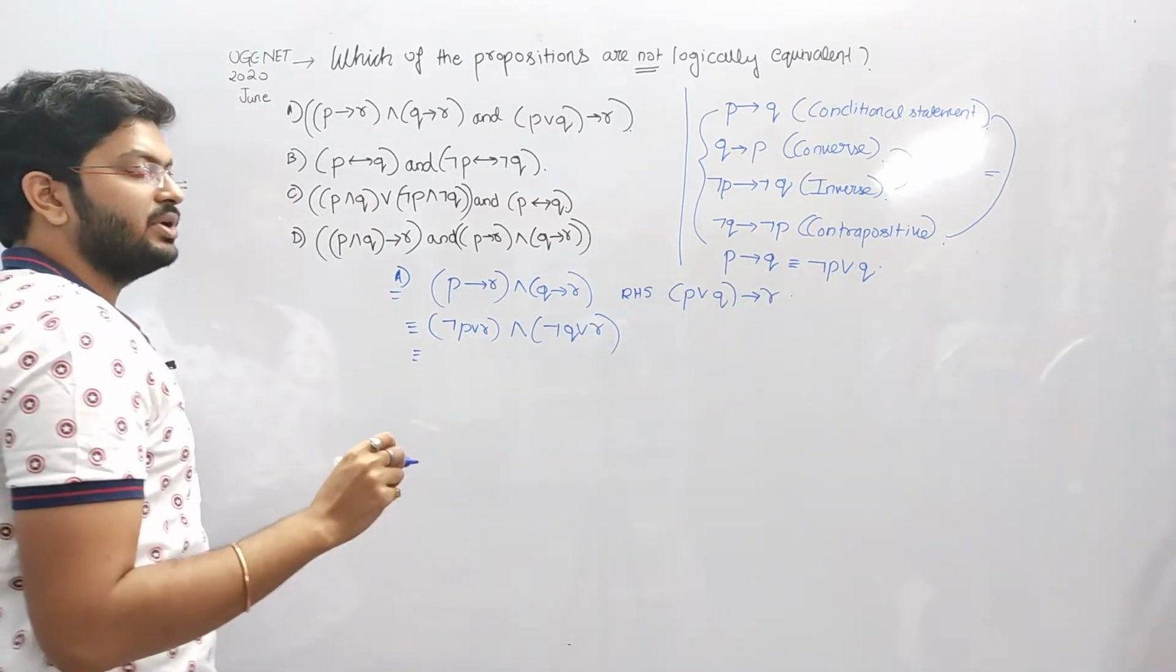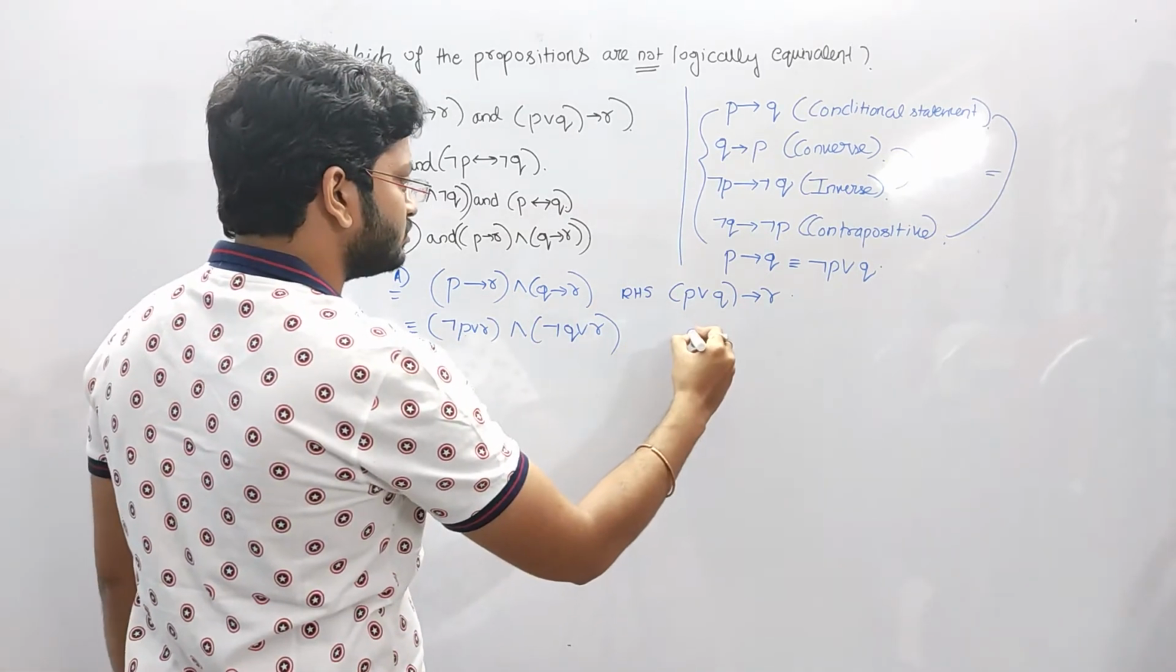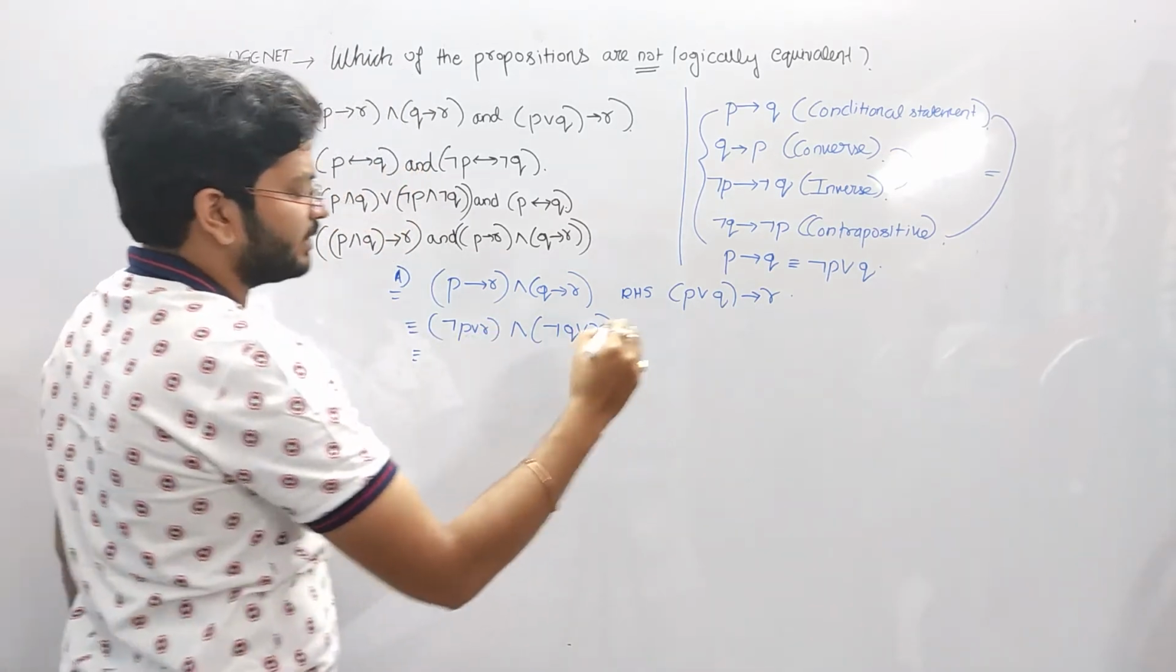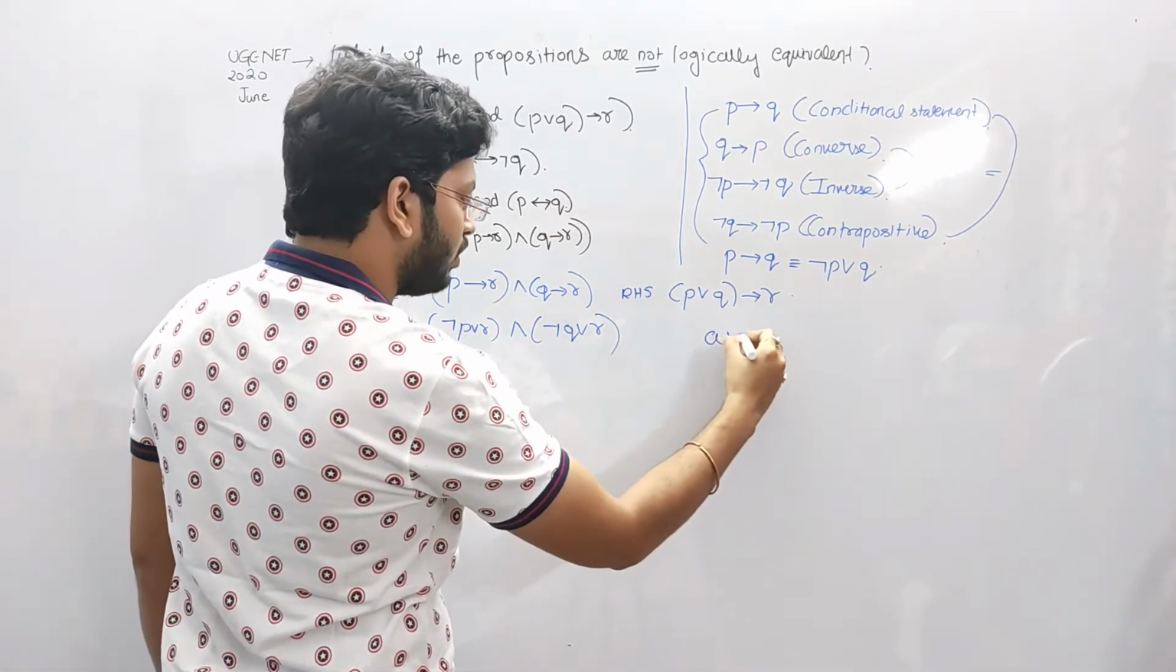And in case of the distributive law, you know, here it is A or B. I am writing it here, A or B.